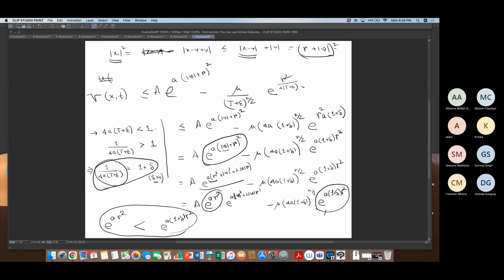So when r is very large, what will happen to this quantity? As r goes to infinity, what will happen to this quantity?